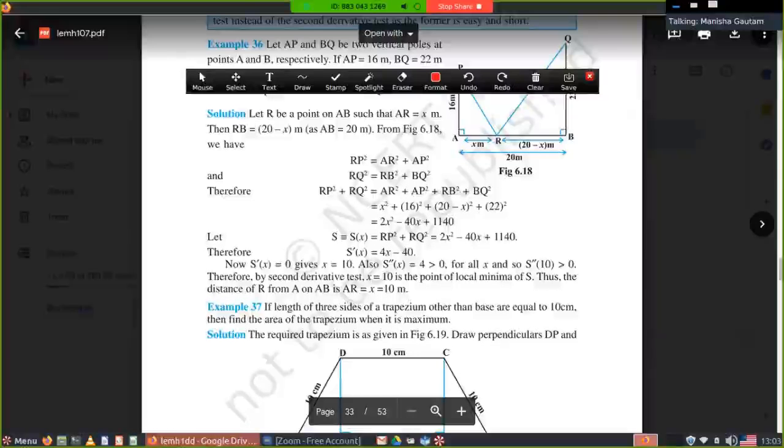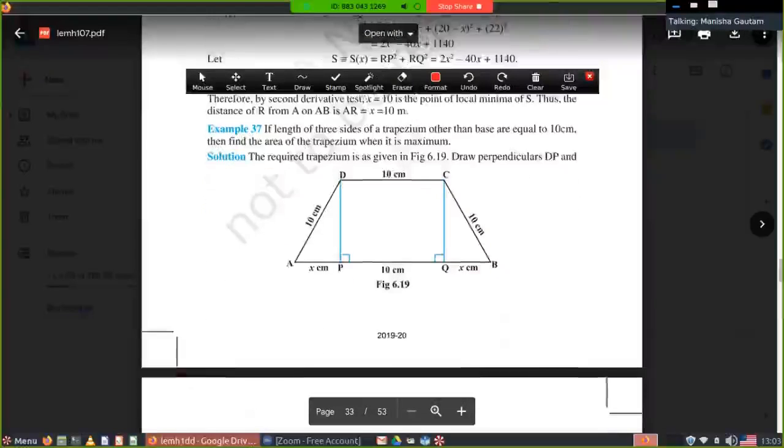And if you are getting the second derivative at the critical points less than 0, it means local maxima will be there. Example number 37. I think you can do this because it's a trapezium, area of trapezium based question. You know what is the area of trapezium? Half into sum of parallel sides into height. Apply the concept of this. It's a lengthy question and a good question.